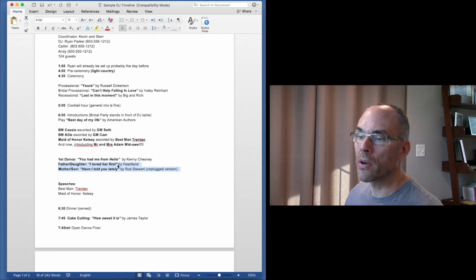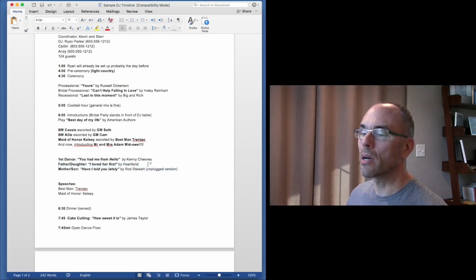So we did their father-daughter dance, their mother-son dance. If you want either of these parent dances shortened, you can let me know. Usually they are shortened. Usually at least 2 minutes is plenty, but if you want to go the full length, you can as well. And if a song is not the original, you have to be specific. So in this case, they wanted the unplugged version from MTV. Otherwise, I would have played the original.